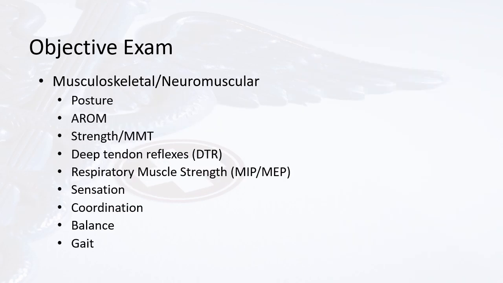So depending on our patient's presentation, our musculoskeletal and neuromuscular exam may consist of posture, active range of motion, strength and manual muscle testing, checking deep tendon reflexes, assessing respiratory muscle strength or maximal inspiratory pressure and maximal expiratory pressure, assessing sensation, coordination, balance, and gait.